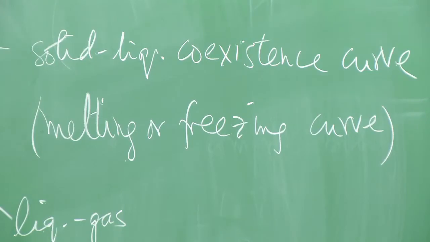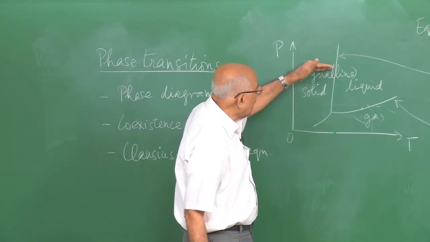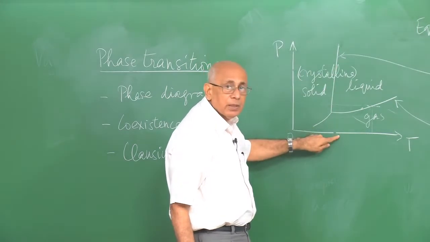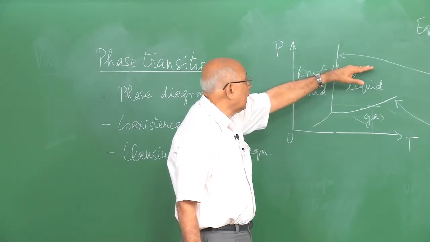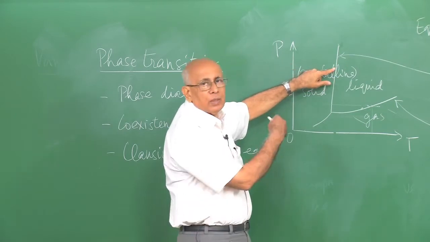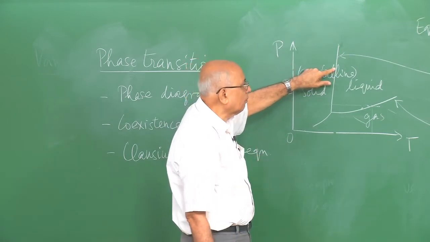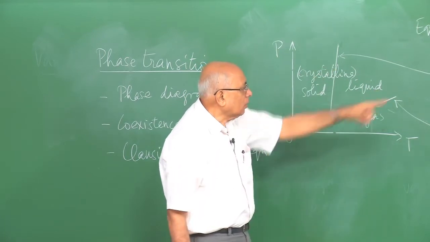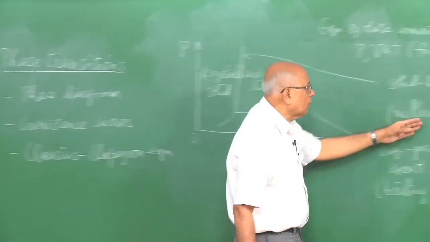So, if you start here at a fixed pressure and increase the temperature, you would melt at that particular temperature. Similarly, if you started in the liquid phase and you lowered the temperature, you would freeze into a crystalline solid. This substance would freeze at that particular temperature here. So, the solid liquid coexistence curve is also the melting or freezing curve.